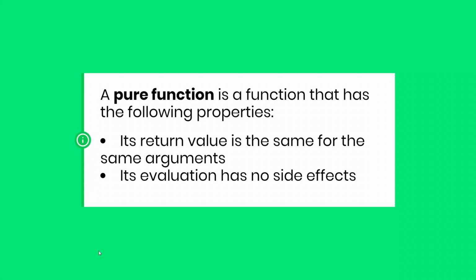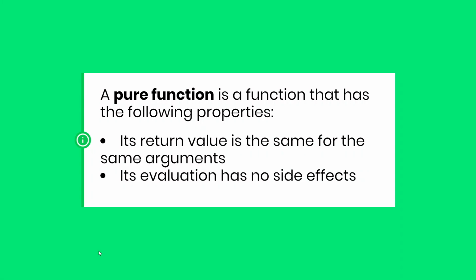A pure function has the following two properties. One, its return value is the same if its arguments are the same. That means every time you call that function, if the inputs you pass into it are the same, the output is going to be the same. The second property that a pure function must follow is that it doesn't have any side effects.